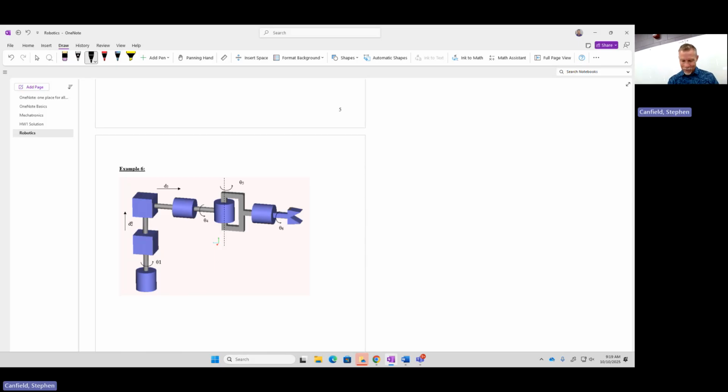Joint 2 is a prismatic. Joint 3 is a prismatic, joint 4 is a revolute, joint 5 is a revolute, and joint 6 is a revolute. So it's a 6-DOF robot, N is 6. We've got theta 1, D2, D3, theta 4, theta 5, theta 6, the joint parameters. All right. So our step 1 is to label the joints.